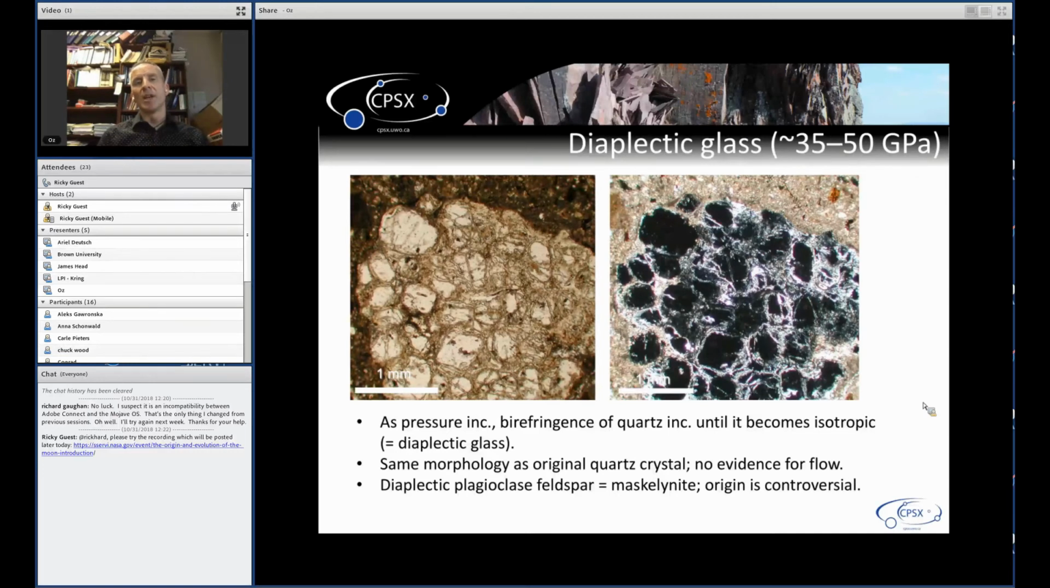We do see this rarely in Apollo samples, more so in lunar meteorites and then in a lot of other meteorites. Its origin is controversial, as I put there, because there are some scientists in the field who are proposing that mescalonite actually forms from a melt too. And so again, if you're interested in pursuing this work, there's a lot of work still to be done, I think, in revisiting shock in lunar materials.